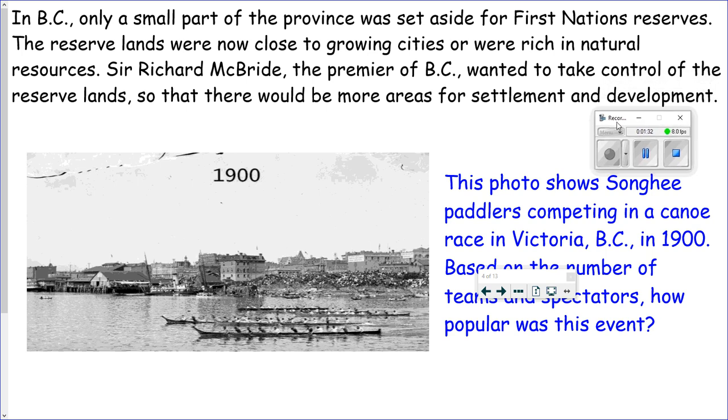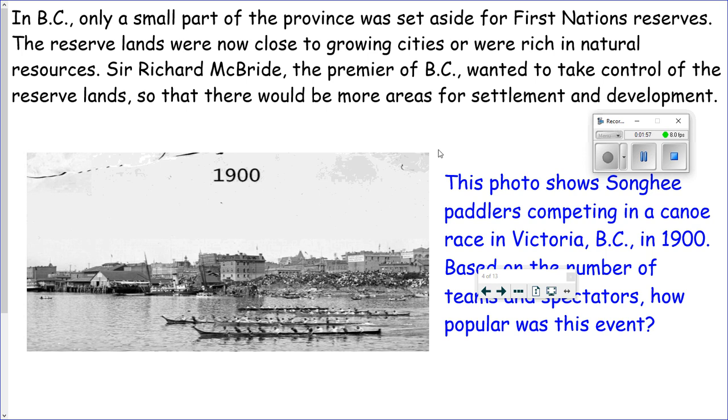In BC, only a small part of the province was set aside for First Nations reserves. The reserve lands were now close to growing cities or were rich in natural resources. Sir Richard McBride, the Premier of BC, wanted to take control of the reserve lands so that there would be more areas for settlement and development.